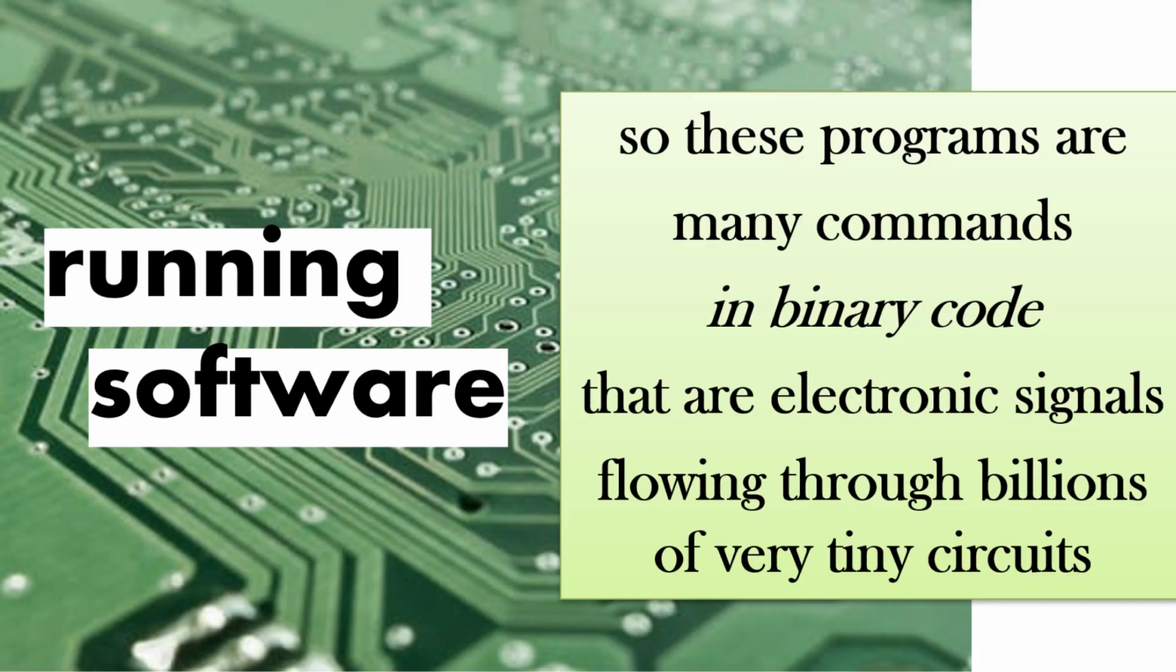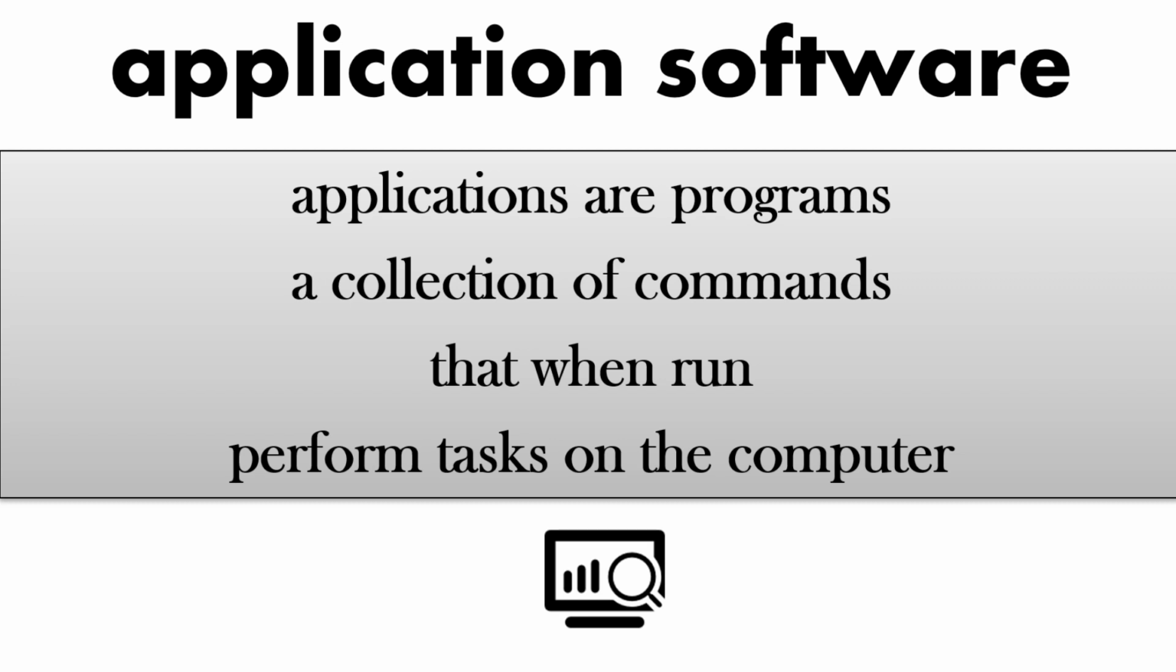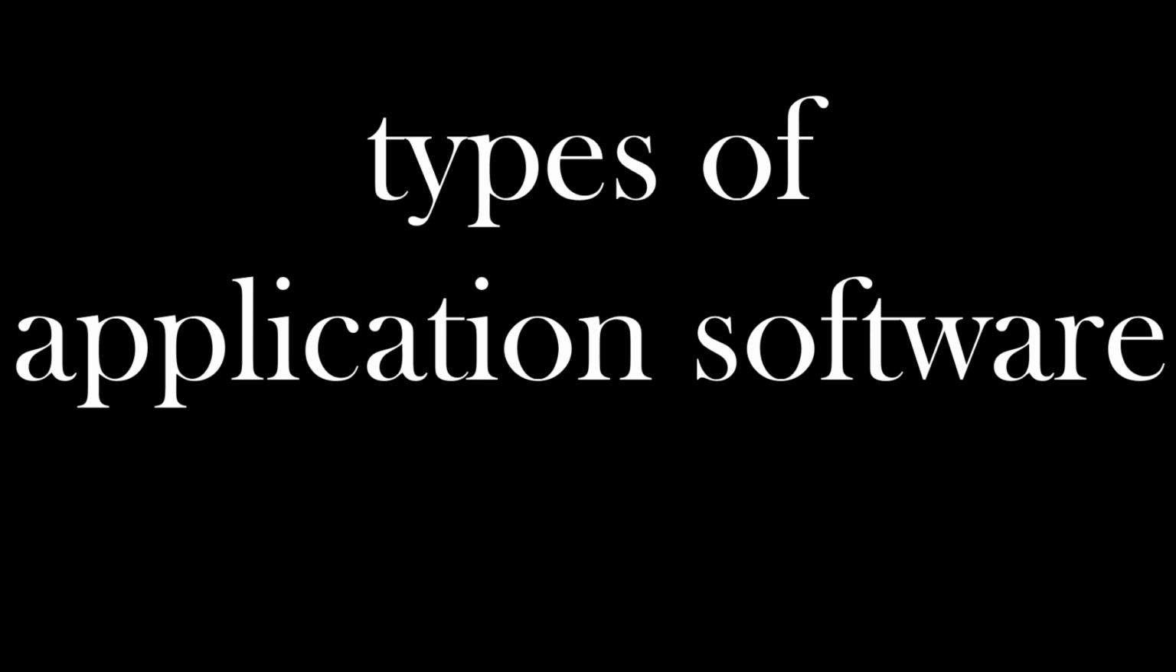So we have these programs, and there are many commands in this binary code, these zeros and ones. And they're electronic signals that are flowing through billions of very tiny little circuits. That's how your computer works. So this application software, these are programs, a collection of many commands that when they're run, perform tasks on a computer. So let's have a look at the types of application software.